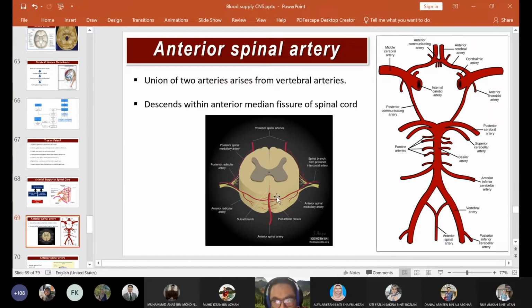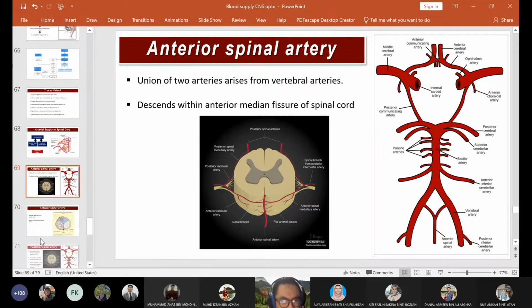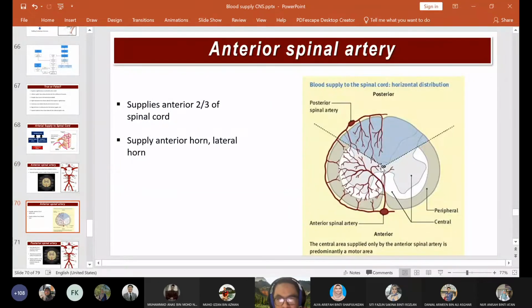Okay. So it descends in the anterior median fissure of the spinal cord. Kan ada median fissure kan? So dia runs kat tengah. And then it supplies the anterior 2/3 of the spinal cord. So awak ni spinal cord, awak bagi 2, bagi 3. Then this is anterior 2/3 supplied by anterior spinal. Posterior spinal, posterior 1/3. Dia pelik lah, sebenarnya sebab satu ni 2. 2 arteries supply posterior 1/3 but 1 artery supplies anterior 2/3. Okay, you can take this picture to understand.